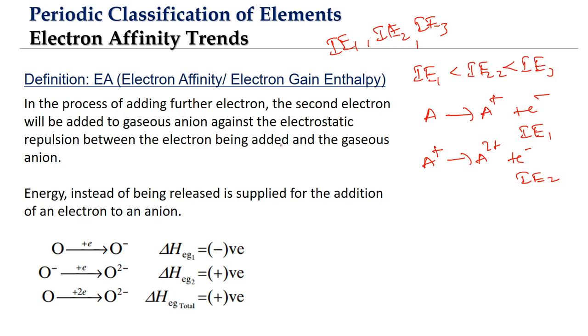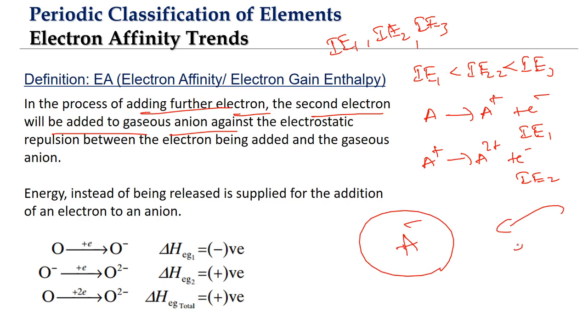Here also we can keep on adding electrons. Now when we are adding a further electron, say already we have added one electron, imagine the second electron will be added to a gaseous anion. So when you're adding an electron to a gaseous anion, what does that mean? Look at it, already there is an anion, means it is negatively charged. We are trying to add an electron.